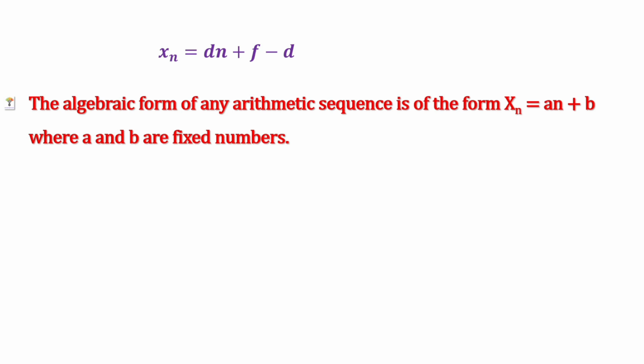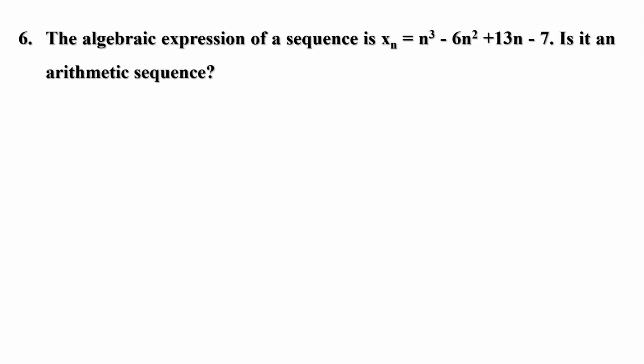So we can say the algebraic form of any arithmetic sequence is of the form xn equal to an plus b. Means there is a term containing n and there is a fixed number, and that fixed number can be positive, negative, or 0. Remember the sixth question from page number 19. The algebraic expression of a sequence is xn equal to n cube minus 6n square plus 13n minus 7.